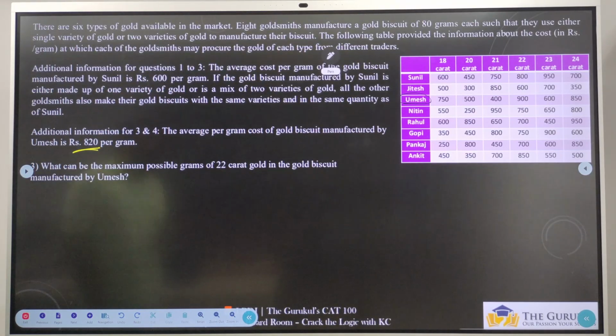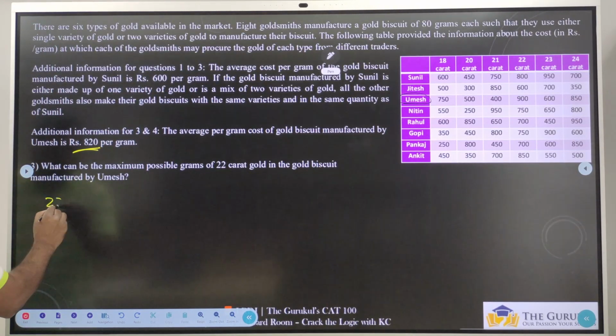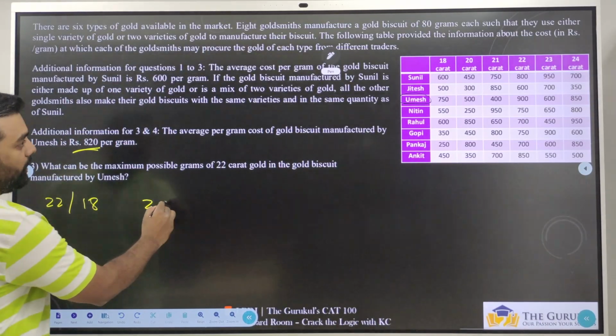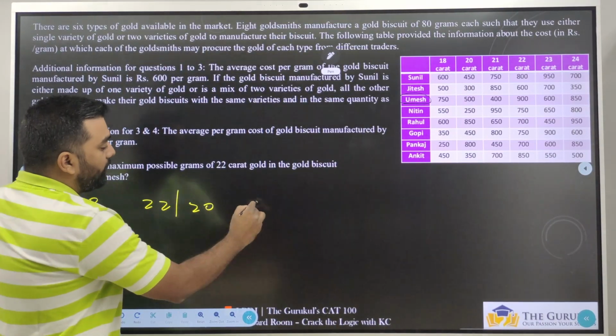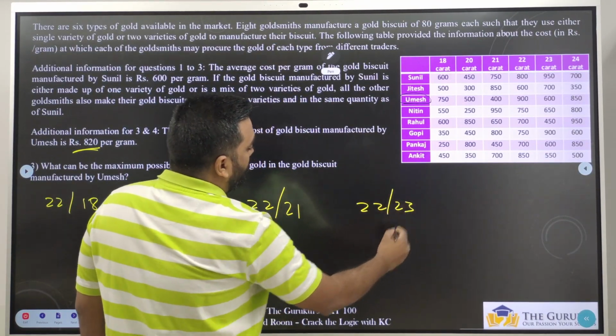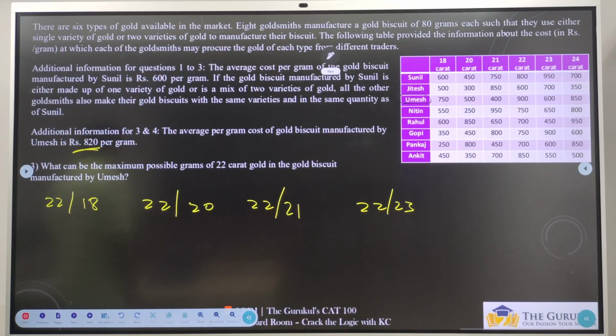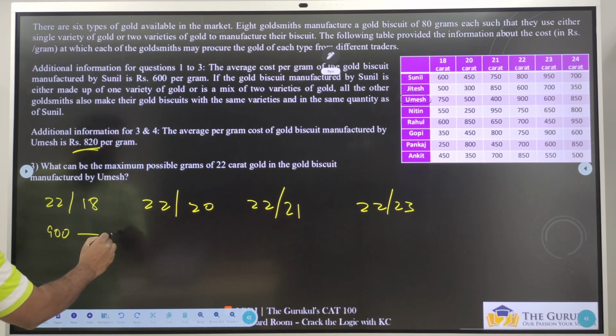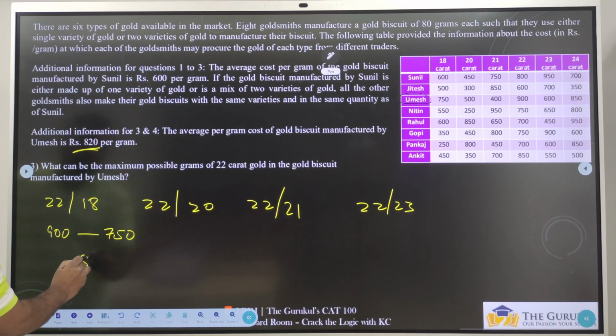So I can mix 22 and 18, 22 and 20, 22 and 21, and 22 and 23. These are the maximum mixing possibilities we are having. Clear? Okay. If I am mixing 22 and 18, which is 900 grams, mixed with 750 grams to get something at 820 rupees per gram.